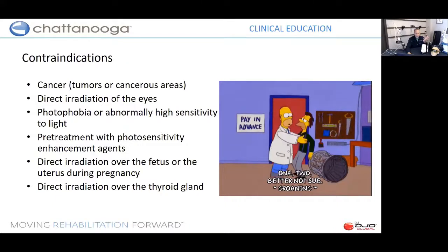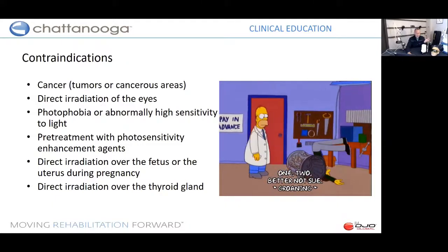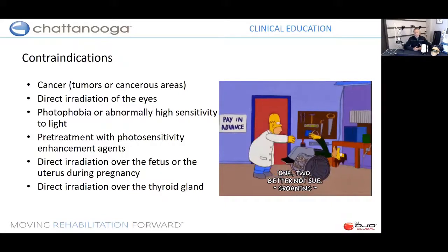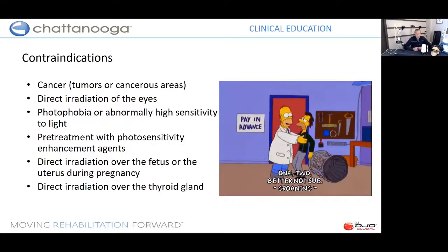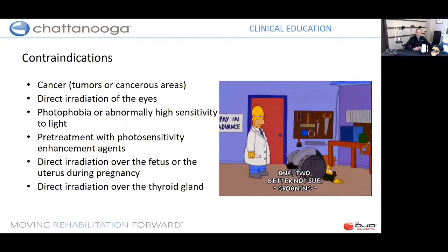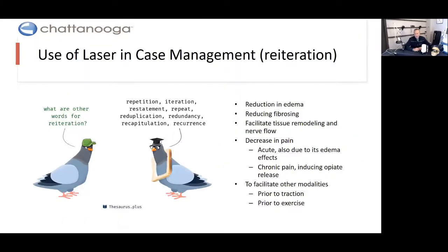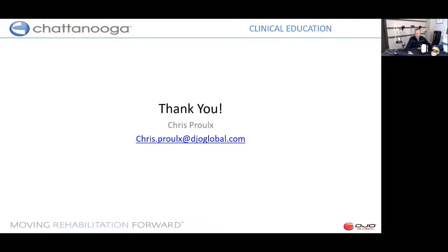You can read the contraindications. There's very minimal, mostly over areas that we don't know. I always joke that direct irradiation over the fetus, we don't know. It's just an automatic, well, who knows? It may produce super babies at some point. And I'm not trying to belittle that potential negative situation, but it's just that we don't know. In general, we've seen some of the least amount of side effects. So reduction in edema, reduction in fibrosing, facilitate tissue remodeling, decrease in acute and chronic pain, and like I said, to facilitate some of these changes in other modalities.